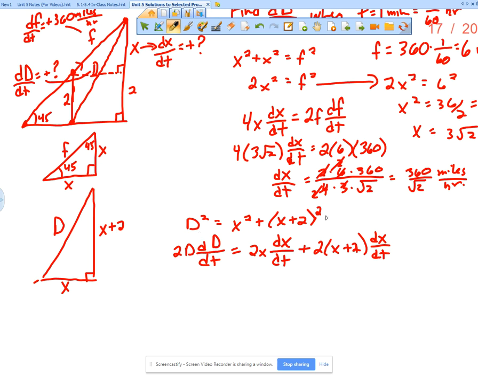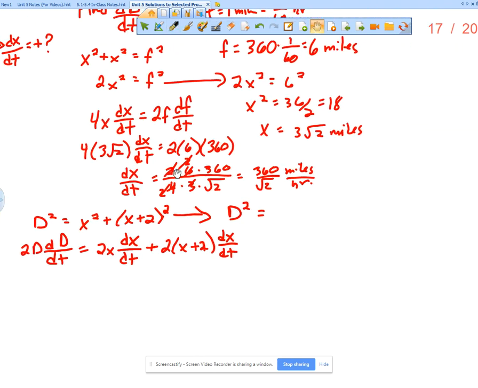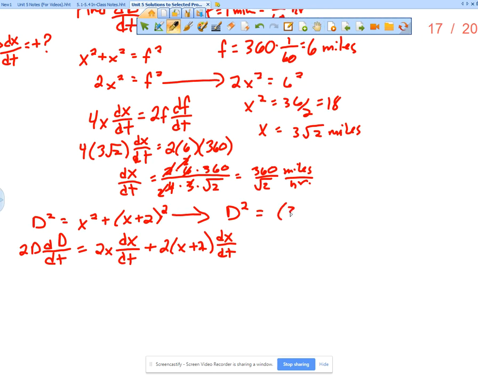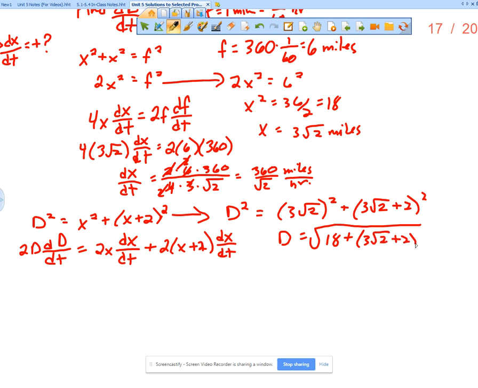Well, how do I find d? Well, I take d squared equals x squared plus x plus 2 squared, and I plug in the value of x, which is 3 root 2. So d squared is equal to 3 root 2 quantity squared plus 3 root 2 plus 2 quantity squared, right? So that means that d is equal to the square root of all of that. Well, 3 root 2, remember 3 root 2 was the square root of 18, right? So square root of 18 squared is just 18 plus, and you can't really simplify that further, so 3 root 2 plus 2 quantity squared, right?